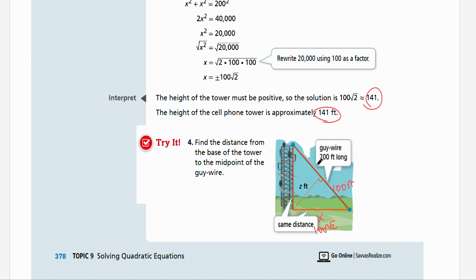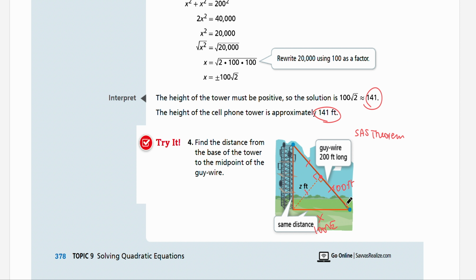if you've learned geometry, you would know if this is a midpoint and these sides are the same and these sides are the same and the angles are the same, by the SAS theorem the triangles are congruent. So when the triangles are congruent, we can say that the corresponding sides are also the same. So the corresponding side would be 100 feet. So z has to be 100 feet as well.